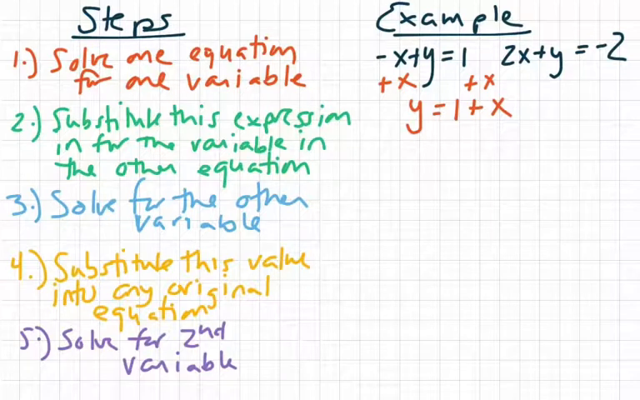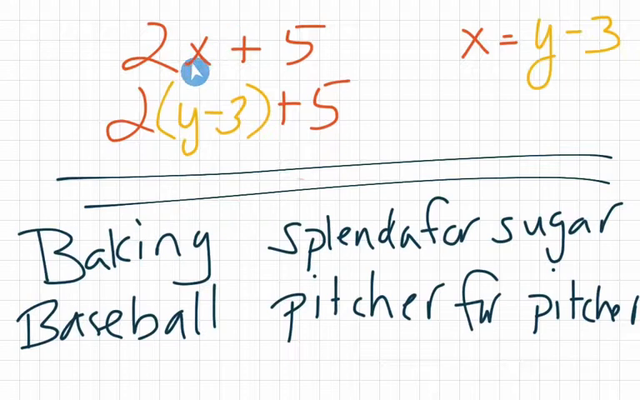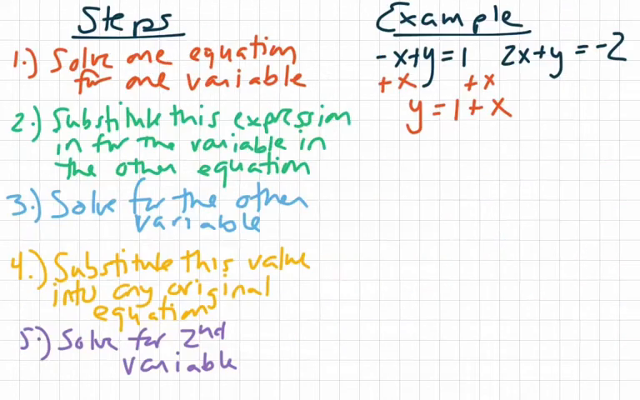Substitute this expression in for the variable in the other equation. And you have to make sure you go to the other equation. If you substitute it back into itself, you'll end up with what we call a special case. So looking at the other equation, we have a y, and just like I demonstrated over here with the x, you're going to take out one variable and replace it with something of equal value. Here we took out the x and we replaced the x with y minus 3.